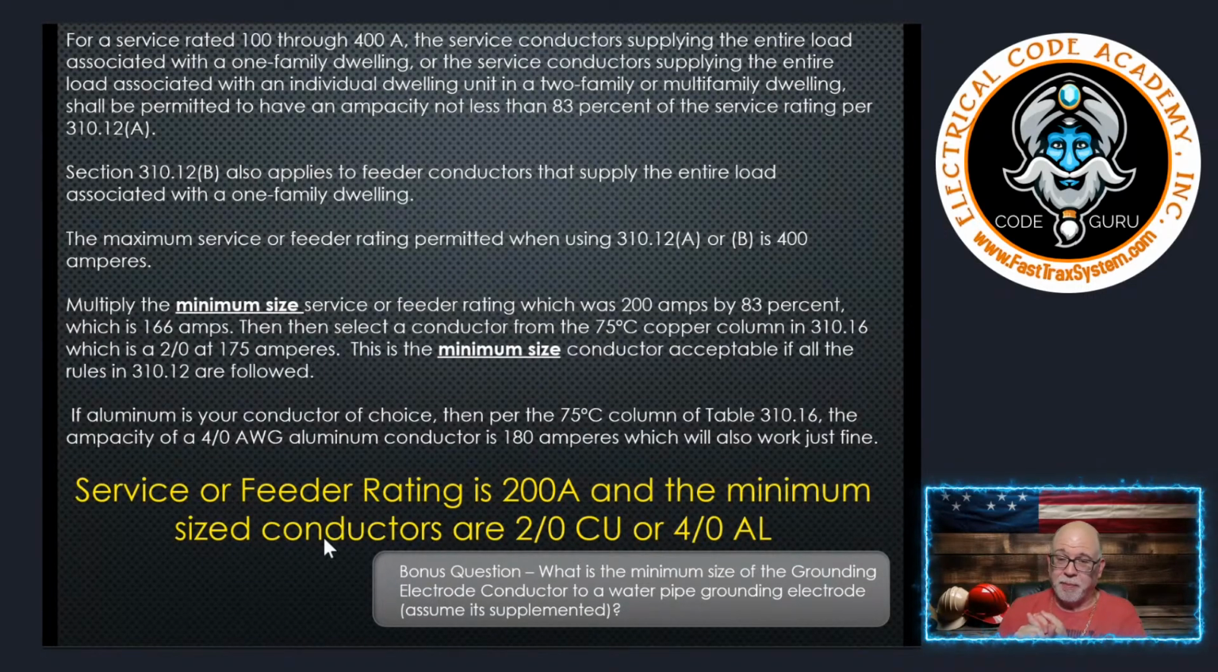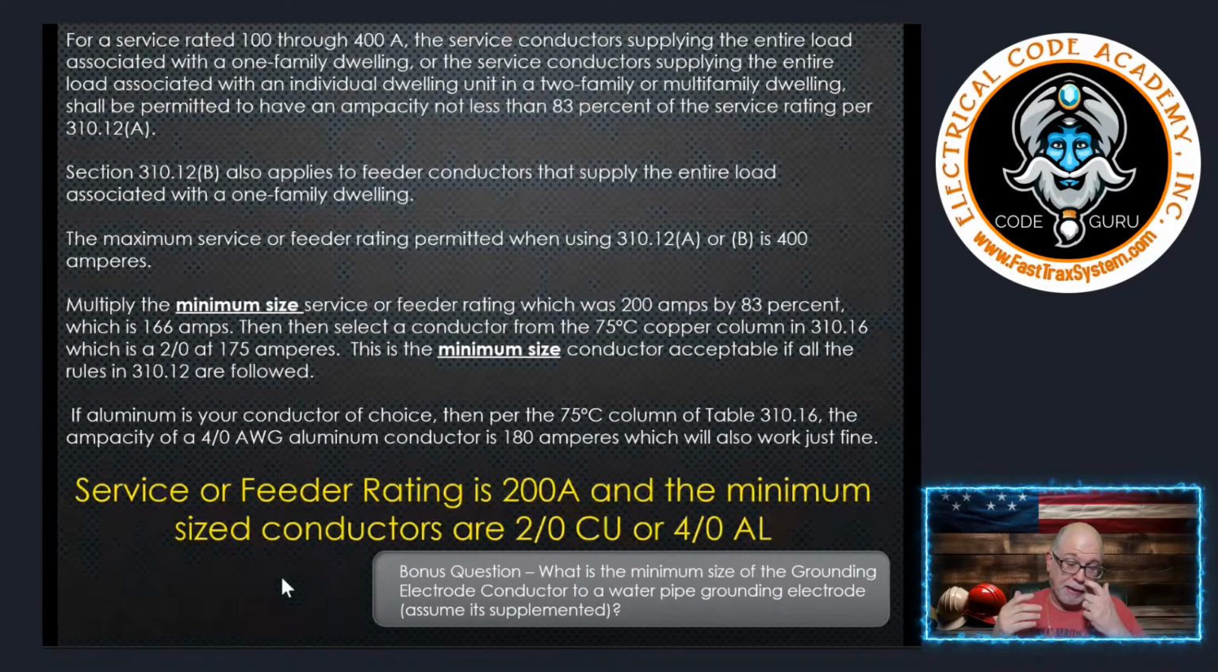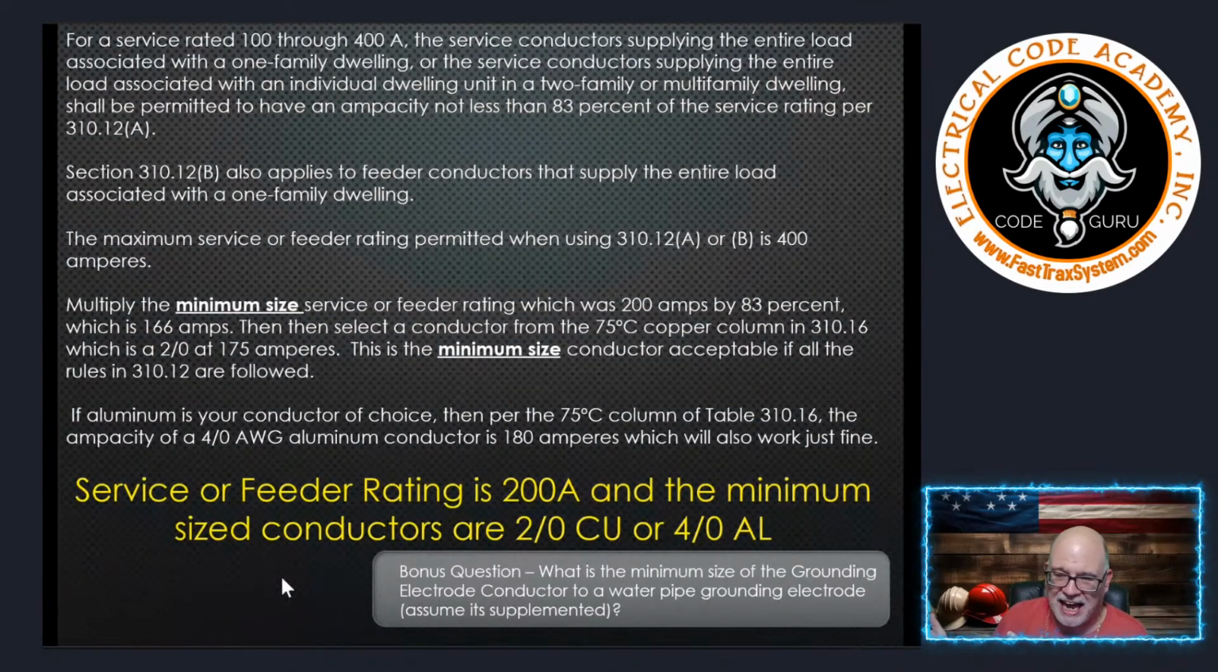Now, if I ask you as a bonus question, now that we know all this stuff, what is the minimum size grounding electrode conductor to a water pipe grounding electrode? Assume it's supplemented. So again, I don't need anybody to say, well, a water pipe ground requires a supplemental electrode. Yeah, we know that. I'm only asking you what's the size that you would run to the water pipe electrode if you had one. Not a trick question. You just need to remember that you're going to go to table 250.66 based on the size of the conductors that we have here, which is the 2-aught copper, okay?